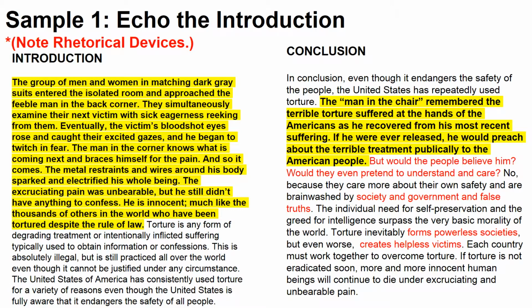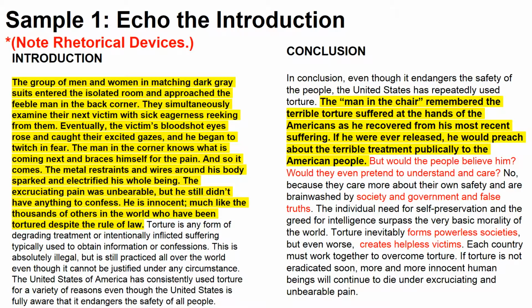So parallel structure, again, focuses my audience members here on some of the strongest evidence that I have stated in my speech. And then finally ending here, each country must work together to overcome torture. If torture is not eradicated soon, more and more innocent human beings will continue to die under excruciating and unbearable pain. So ending with that cautionary statement at the end showing what will happen if torture is continued in the countries.